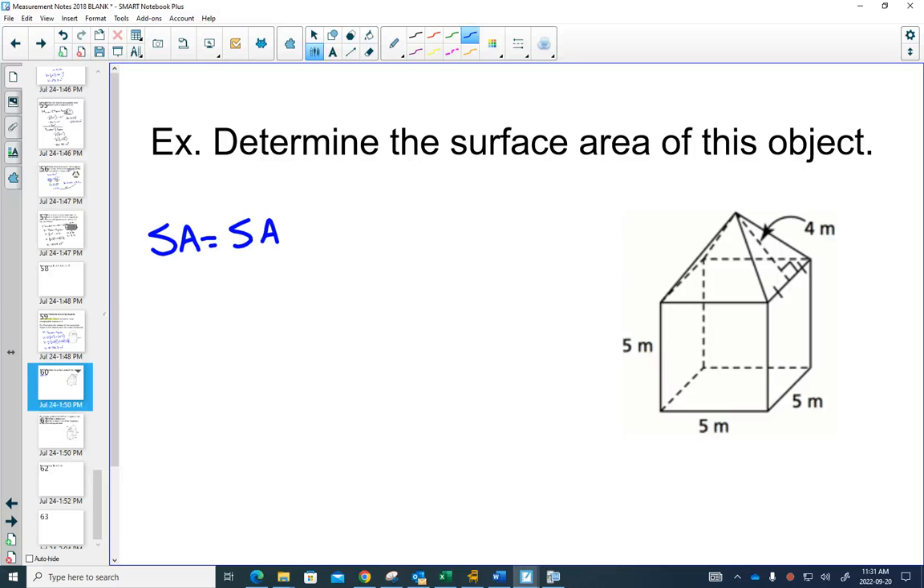We have a prism plus the surface area of the pyramid. But it's not as simple as just adding the surface area of the one plus the surface area of the other one. And the way that I like to describe this is if I put two composite objects together, I might even have a little pyramid.